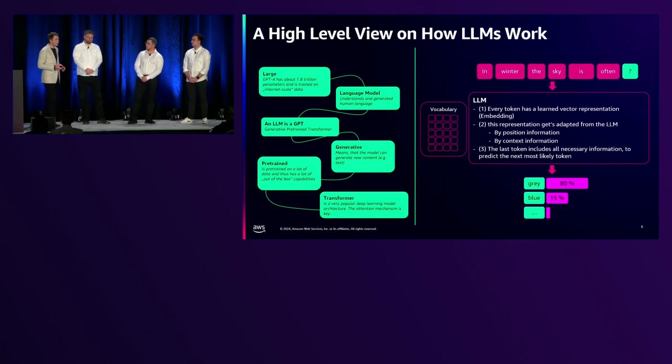So in our example, in winter the sky is often, the model says with 80% certainty, gray.